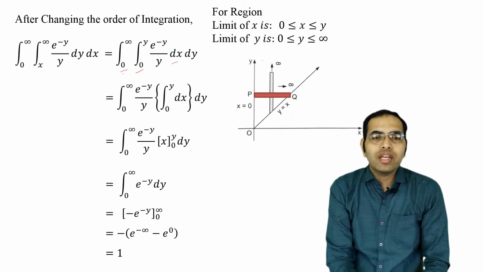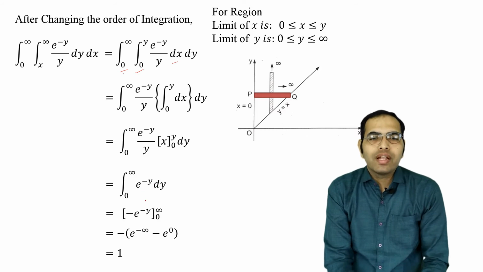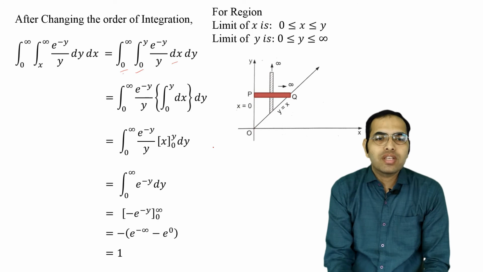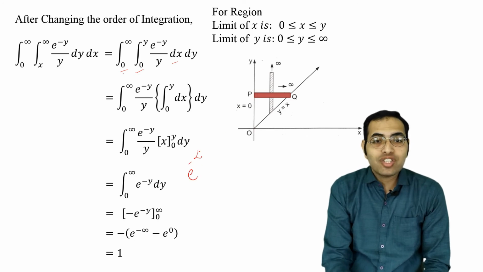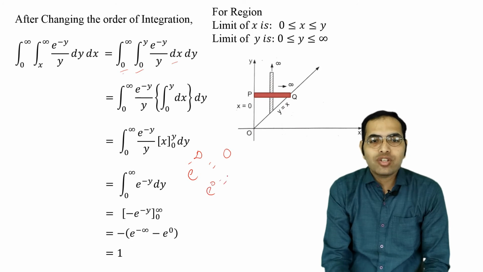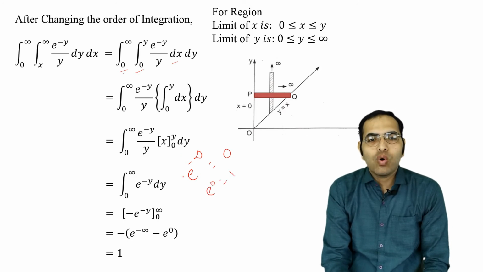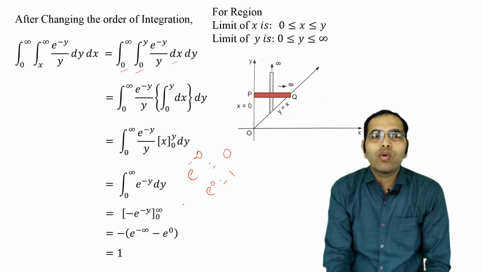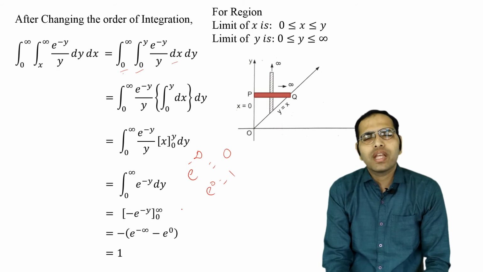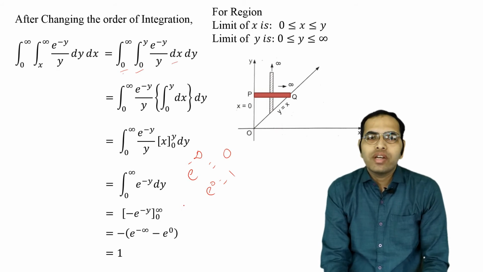Now again integrating with respect to y gives minus e raised to minus y from 0 to infinity. Then upper limit minus lower limit: e raised to minus infinity is 0 and e raised to 0 is 1. You are all aware of this value, which we learned in earlier chapters. Now minus minus plus gives 1, and that is exactly what we had to find with the help of the order of integration or limit of integration.